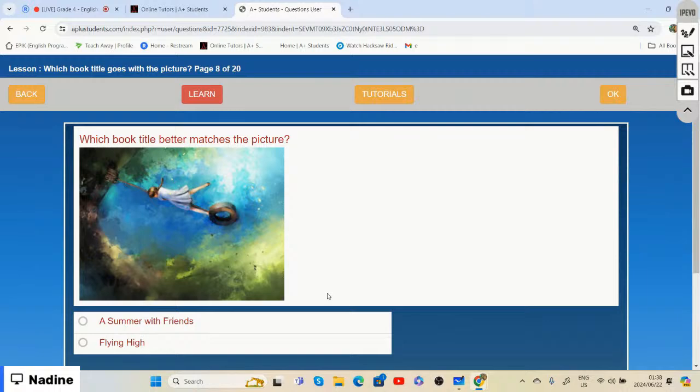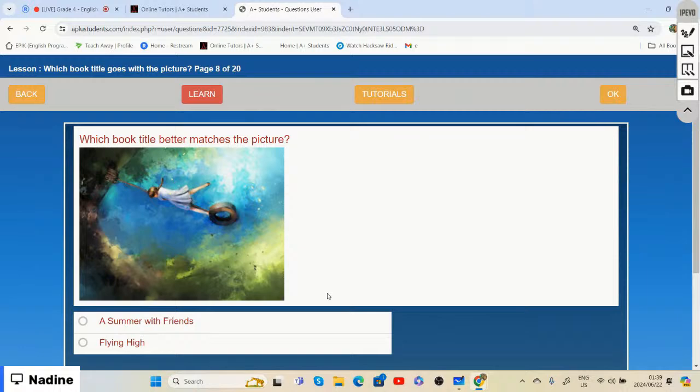Look at the next one. It says, which book title better matches the picture? Is it Summer with Friends? Are they showing us anything to do with Summer with Friends? Or is it Flying High? Summer with Friends or Flying High? You look at the picture and you look at the title, right? It needs to match. The picture needs to match with the title, as well as the title needing to match with the picture, right?